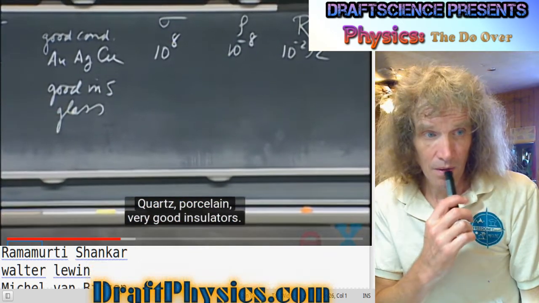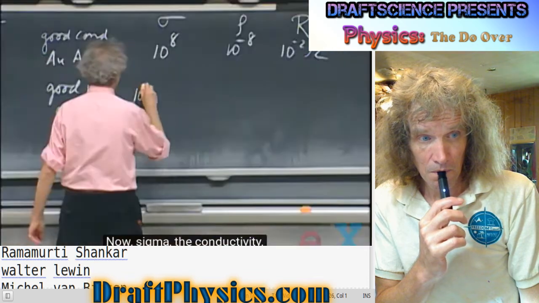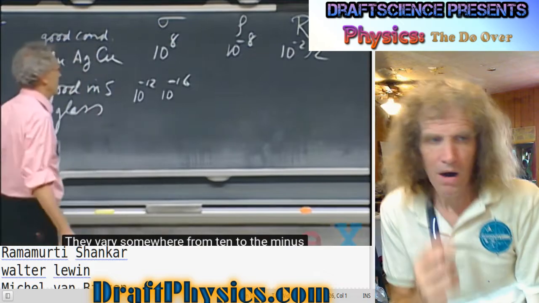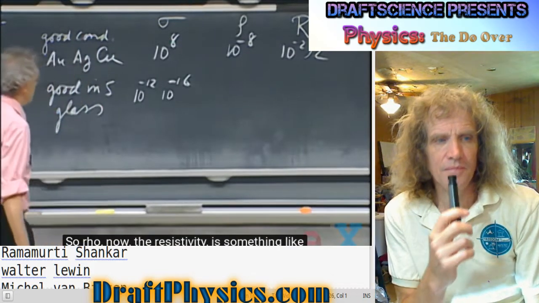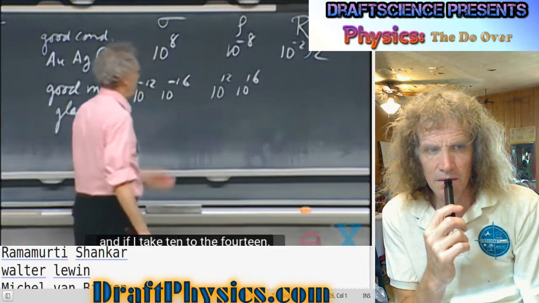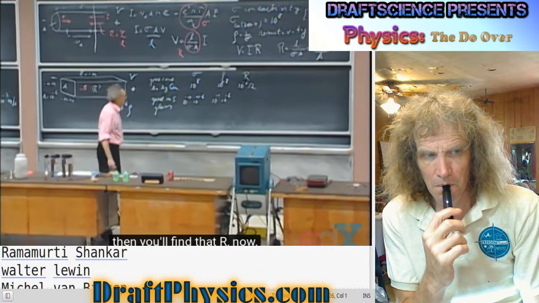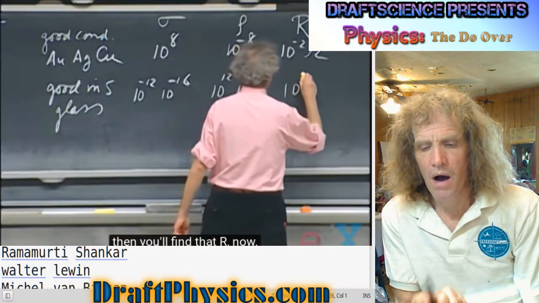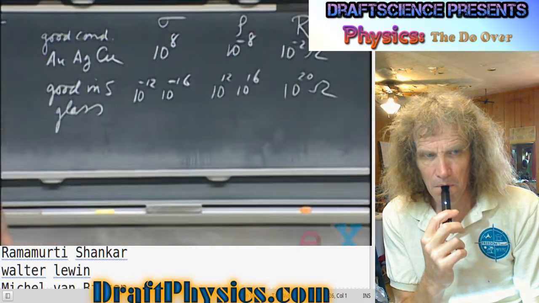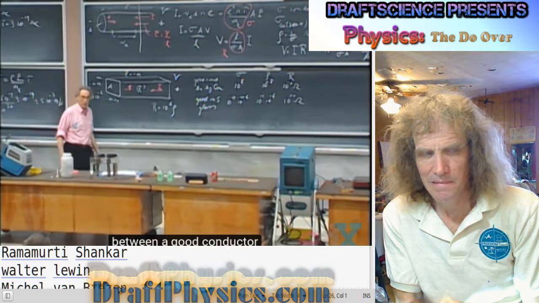Porcelain. Very good insulators. Now sigma, the conductivity, is extremely low. They vary somewhere from 10 to the minus 12 to 10 to the minus 16. So rho, the resistivity, is something like 10 to the 12 to 10 to the plus 16. If I take 10 to the 14, just to grab a number, then you'll find that R now is 10 to the 20 ohms. A 1 with 20 zeros. That's an enormous resistance. So you see the difference, 22 orders of magnitude between a good conductor and a good insulator.